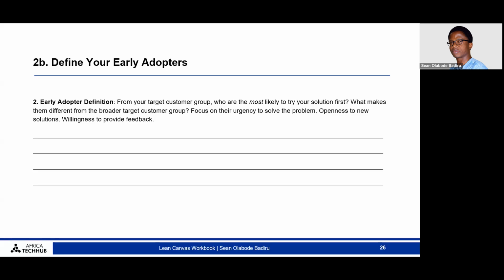Tech-savvy owners who actively seek out and experiment with new software to improve business operations. They're also likely to be early adopters. So those are how you know your early adopters. They have a problem, they are still trying to manage it. They feel they can still manage the problems. The moment they add more problems, sincerely, they're under pressure.